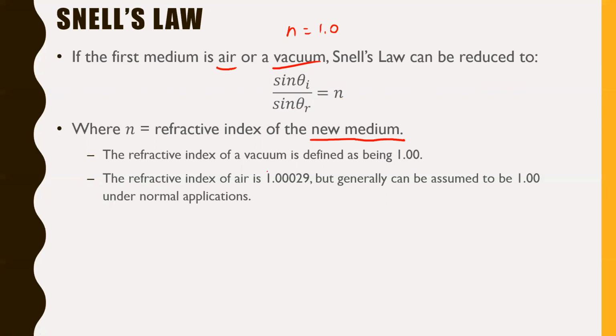So again, the refractive index of vacuum is defined as being 1.00. Here's the decimal I was looking for. The refractive index of air is 1.00029. So it wasn't quite to 6 decimal places as I had thought, but still pretty darn close to 1. So generally you can assume it to be 1.00 under normal applications, but if it ever gives that to you, then you can use that.